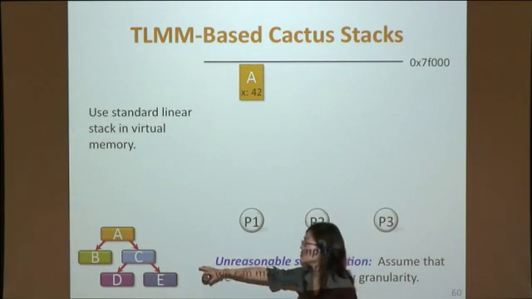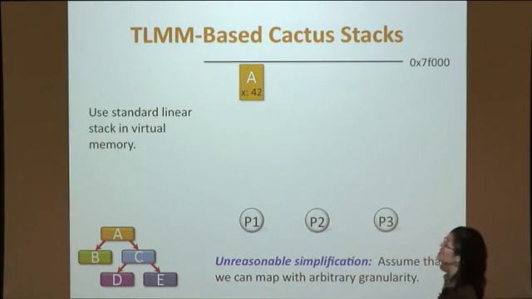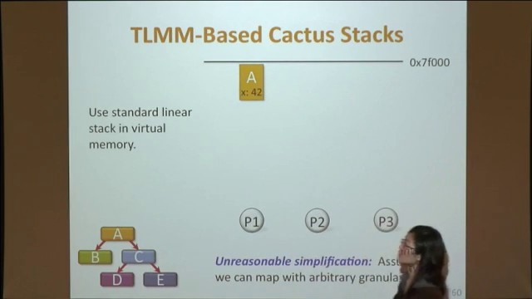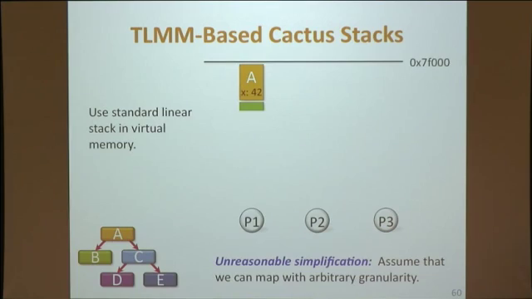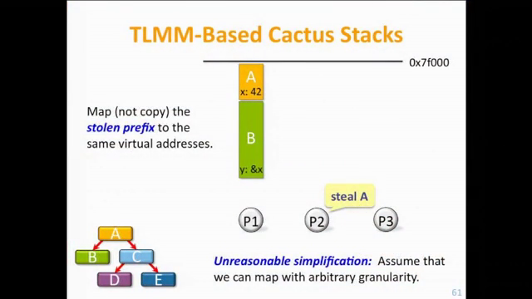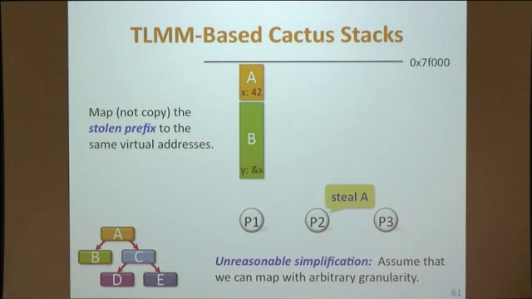And I have the same invocation tree, A spawns B and C, C spawns D and E. And here I'm showing you 3 workers. And I'm showing you the TLMM region of each of the workers. So during execution, the worker basically uses the stack like a linear stack. And so P1 executes A and subsequently spawns B. P2 comes in and decides to steal, and it happens to steal A because that's pretty much the only thing available to steal right now.